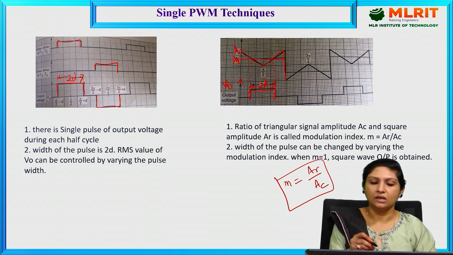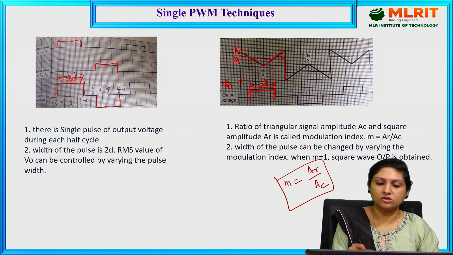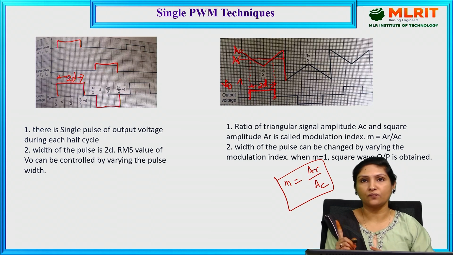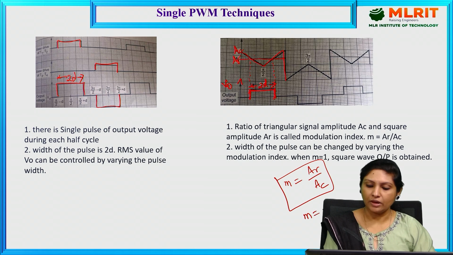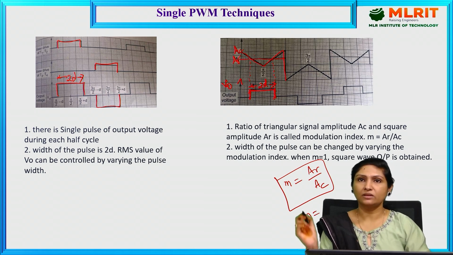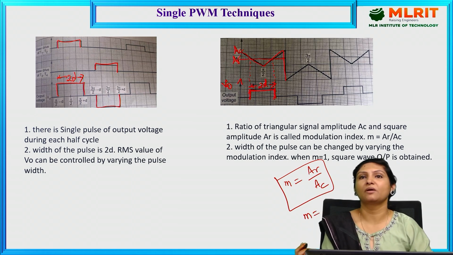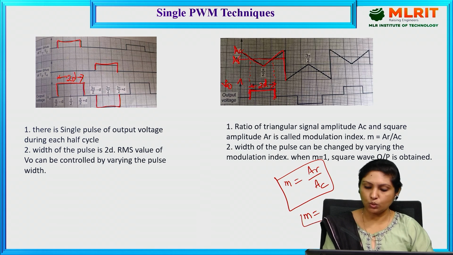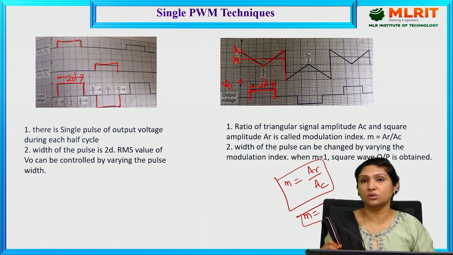And if you see, this particular pulse width can also be made near to that of the square waveform by making the value of m equal to 1. So the width of the pulse can be changed by varying the modulation index, by making m near to 1. In that case, almost a square wave output is obtained. Hope you understood this concept.